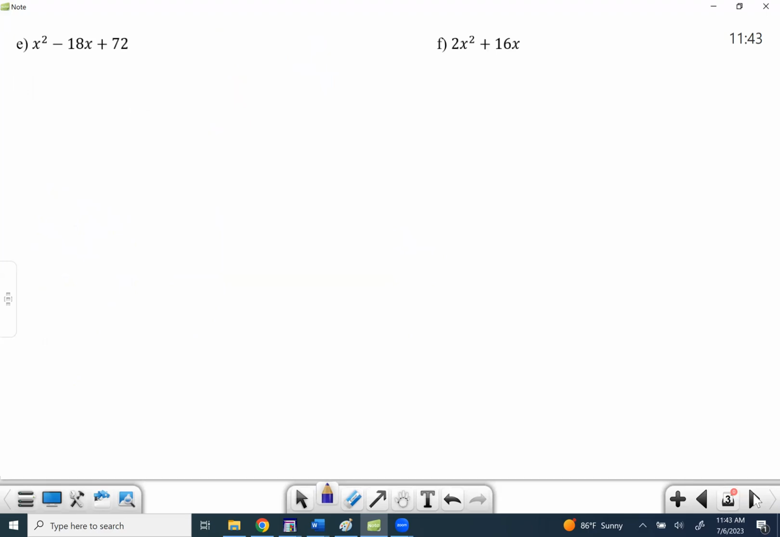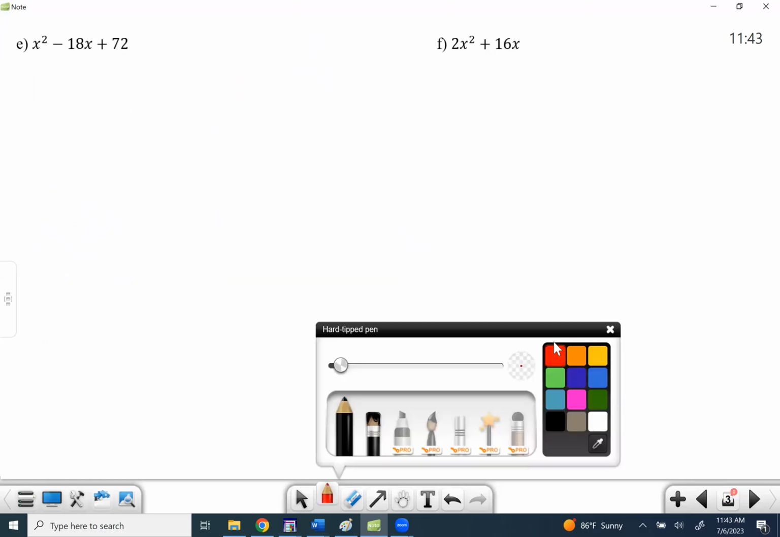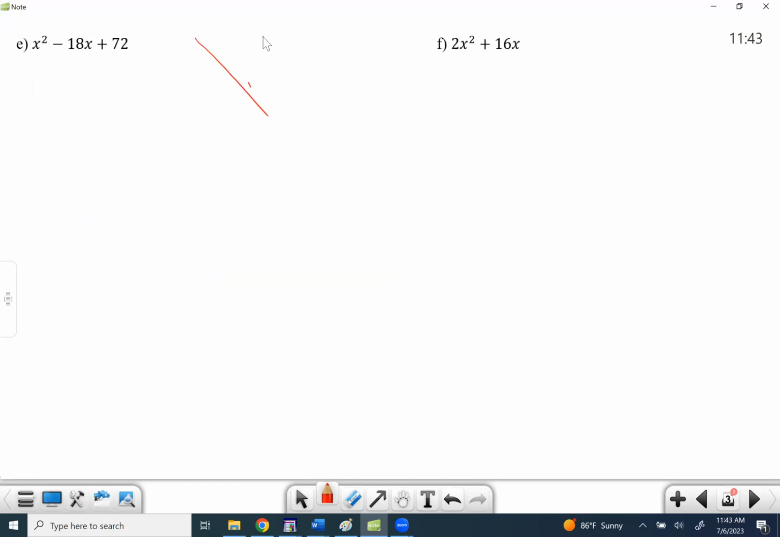Okay, so this one's a trinomial again. So we're going to go back to this: things that multiply to make the last number and add to make the middle number. So multiply to make 72 and add to make negative 18. So things that multiply to make 72. I mean, I know 9 times 8, but that's going to add up to 17, not 18.